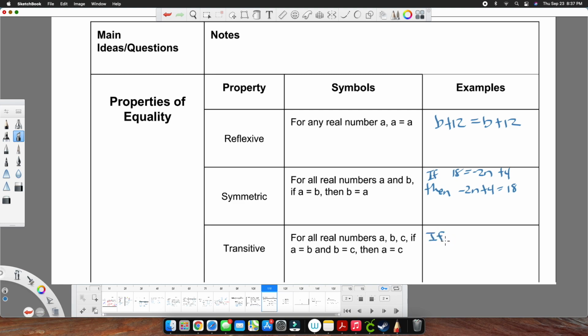So this one we have, if 6 plus 1 times x equals 21, then 7x equals, oh, I'm sorry, I jumped to the wrong one. I was going to say that's not an example.